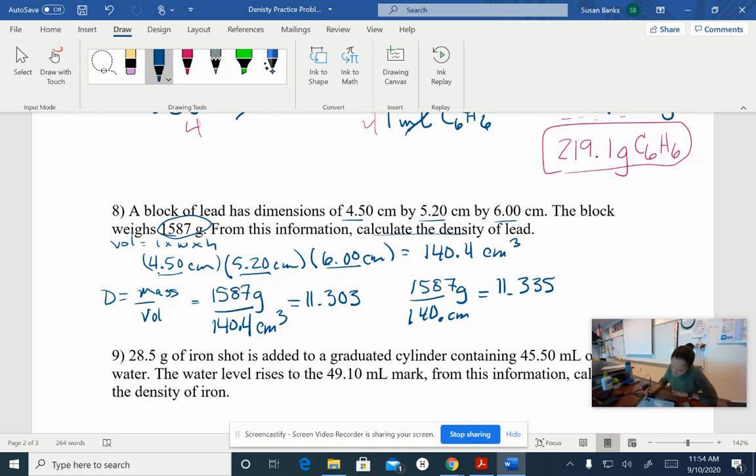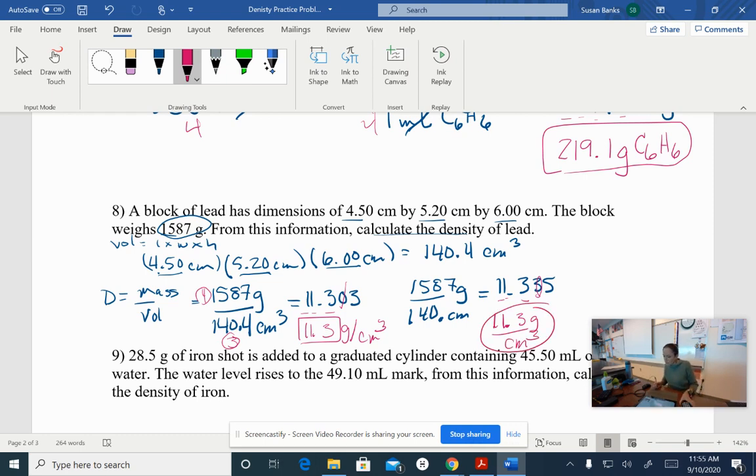Okay, so let's look at this. If I really look at the amount of sig figs I have, this really is 3 and this is 4. So that means I should round to 3 digits. So 1, 2, 3, that 0 tells me to leave it. So 11.3 grams per centimeter cubed. 1, 2, 3, that 3 tells me to leave it as well. So 11.3 grams per centimeter cubed. So in this case, rounding in the intermediary steps didn't change our final answer.